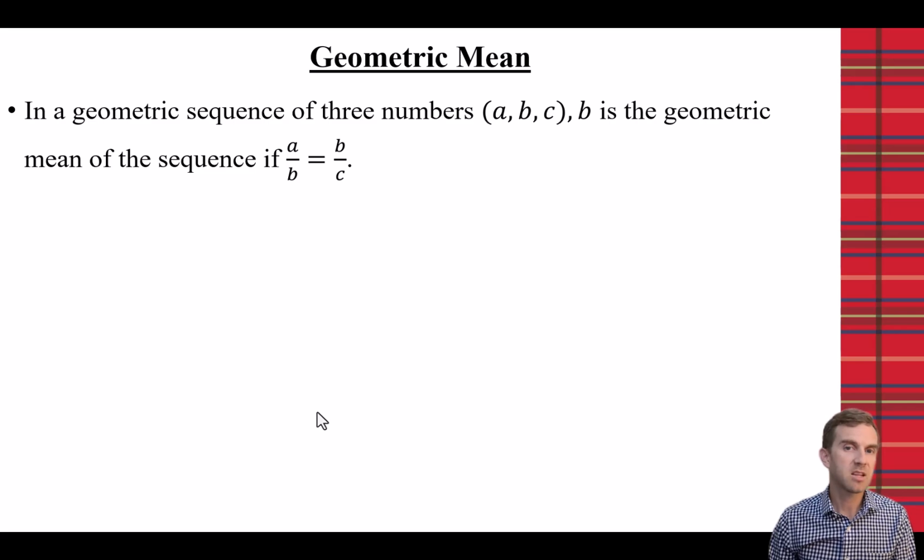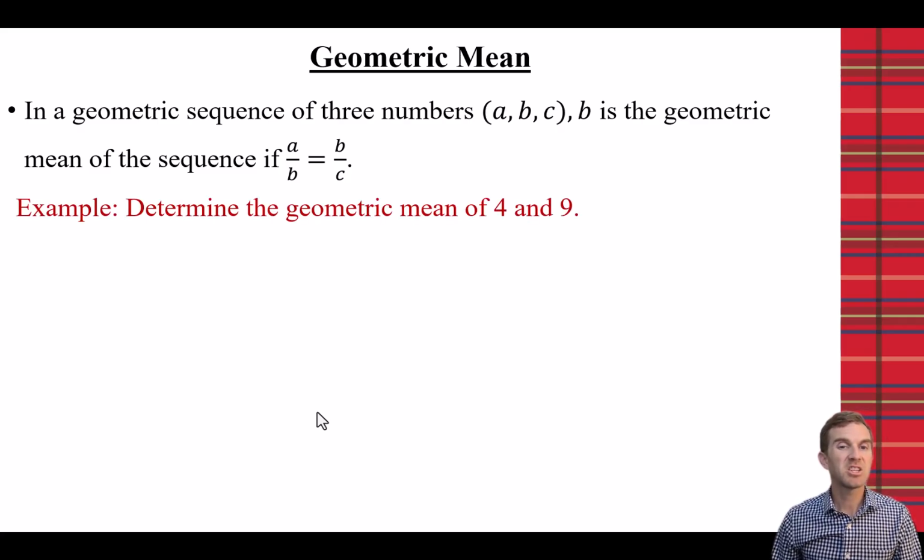Now let's talk about one last topic that comes up with similar triangles, which is the geometric mean. If you remember, a geometric sequence is where we're multiplying the same factor each time from one number to the next. And so if we have 3 of those numbers in the geometric sequence, we know that B will represent the geometric sequence if A over B equals B over C. So let's look at an example to help us understand what's going on.